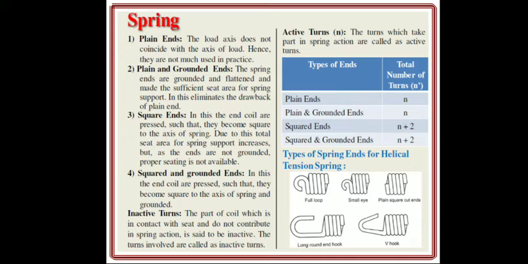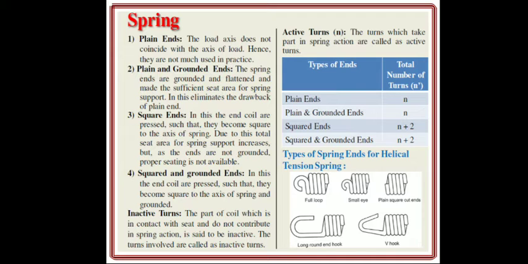Now the third one is the square end. In this, the end coils are pressed such that they become square to the axis of the spring. Due to this, the total seat area for spring support increases, but as the ends are not ground, proper seating is not available in the square end. Now the fourth one, the squared and grounded end. In this, the end coils are pressed such that they become square to the axis of the spring and are ground.